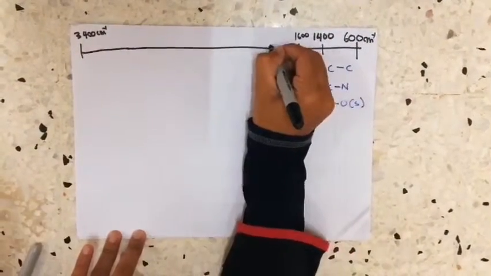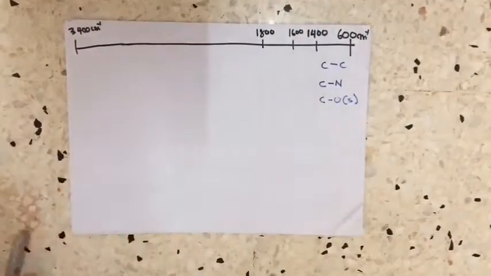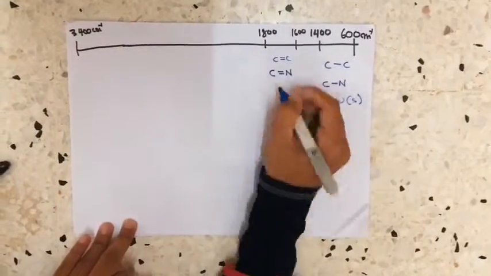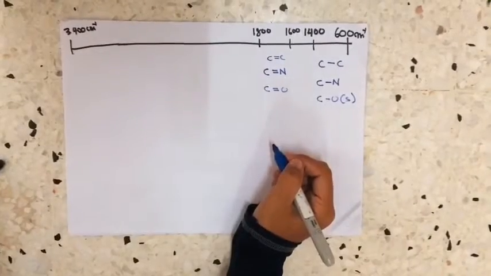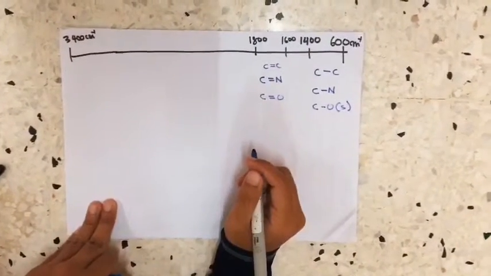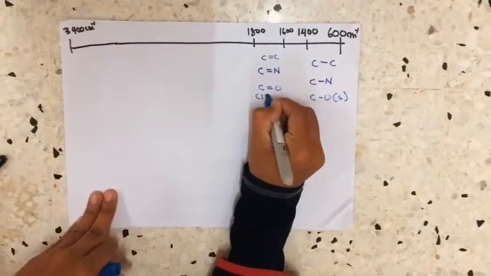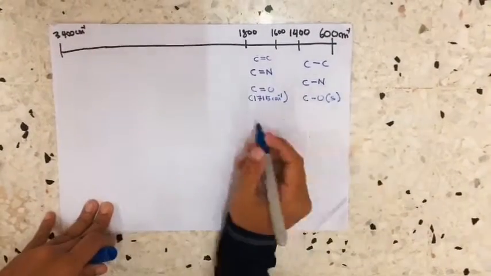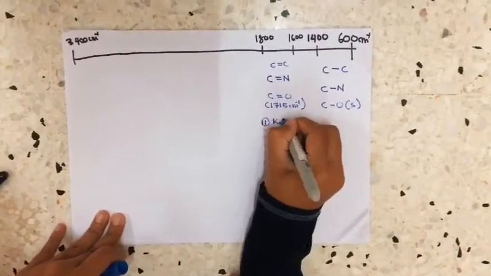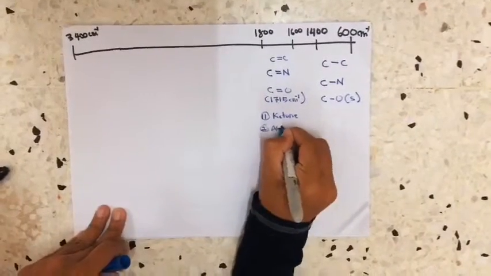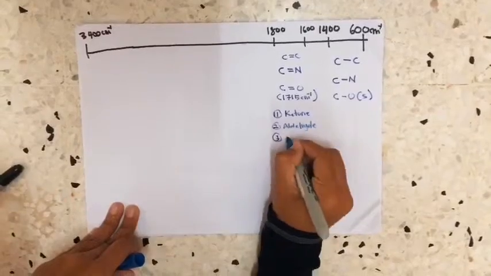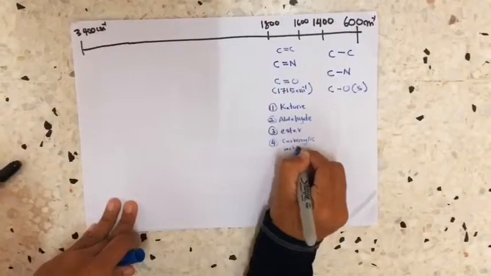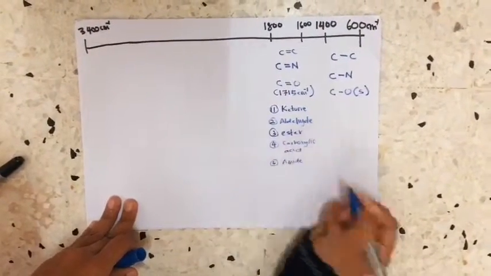Next is from 1600 until 1800. The information from this range is C double bond C, C double bond N, and C double bond O. The C double bond O is about 1715 cm-1. So under this range, we can see the information about whether it is ketone, aldehyde, ester, carboxylic acid, or amide.